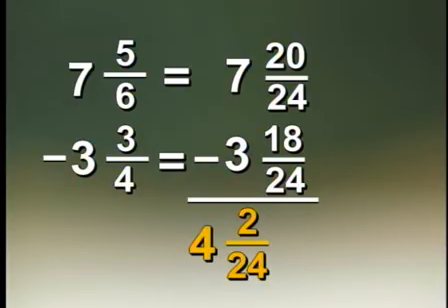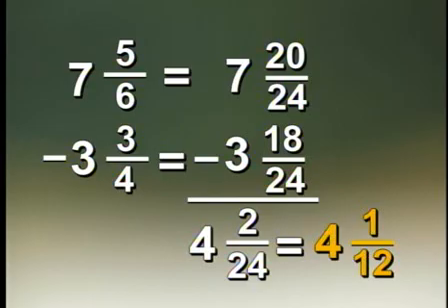4 2/24ths. Well, that can be reduced. The 2/24ths, both of those are even numbers. I divide top and bottom by 2, and I get 4 1/12, which is the final answer. In the next visual, we'll see an alternate way to do this. That is, using the lowest common denominator.